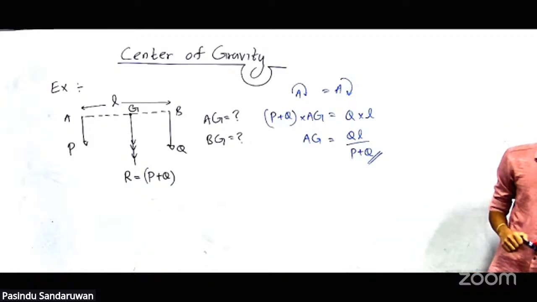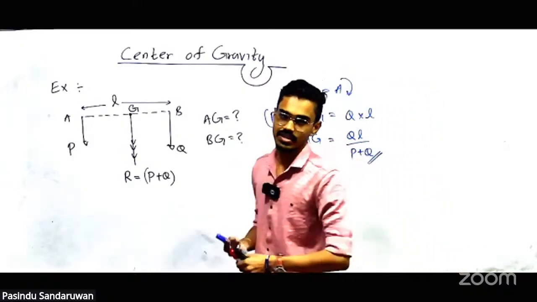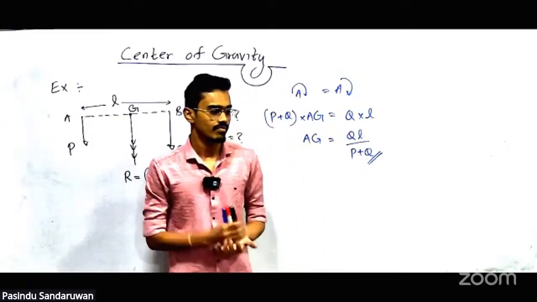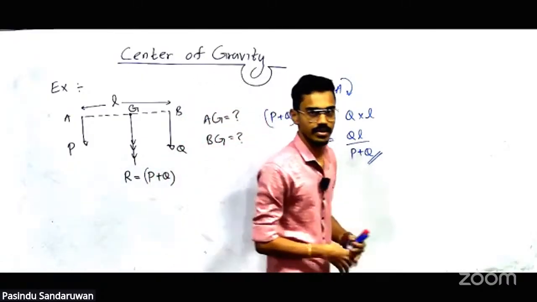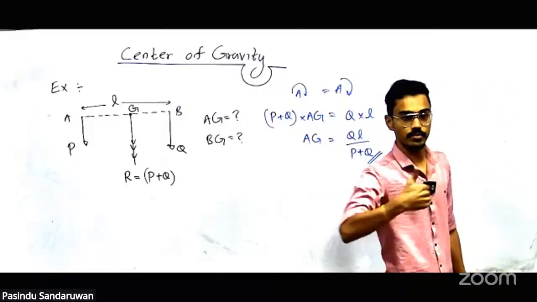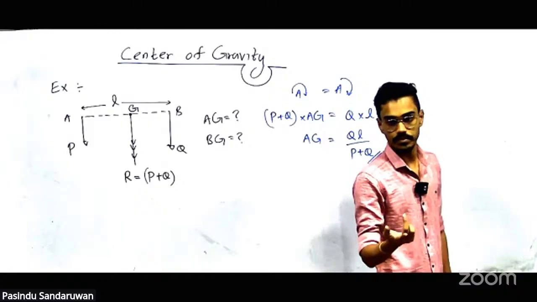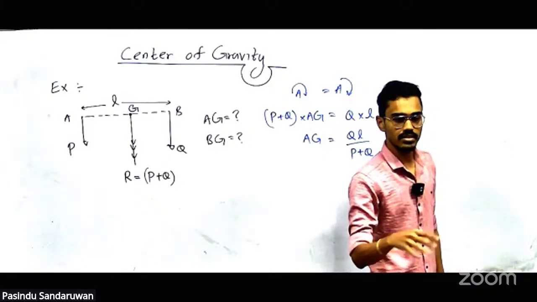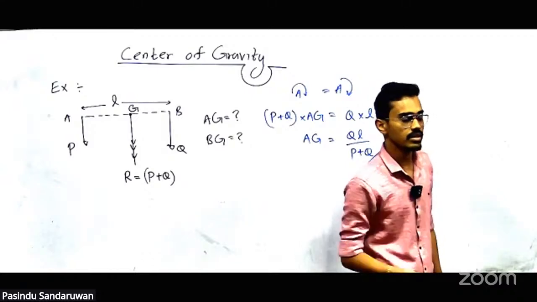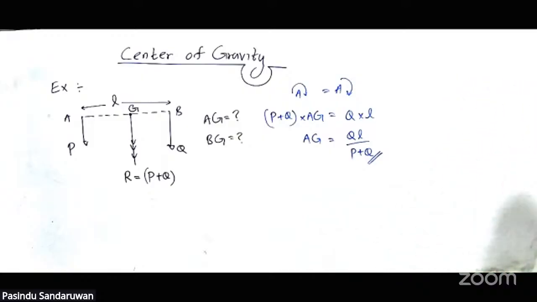How did you get R equals P plus Q? Because they are parallel vectors, you can simply add them up. Week before last, we discussed this. If they are not parallel, we have other rules like the parallelogram law. If they are parallel, the result is addition.